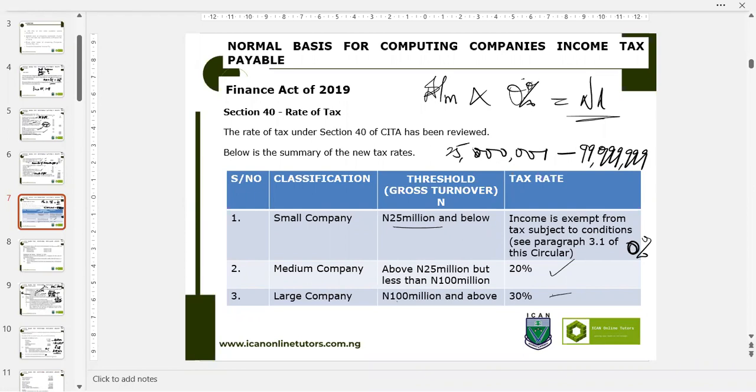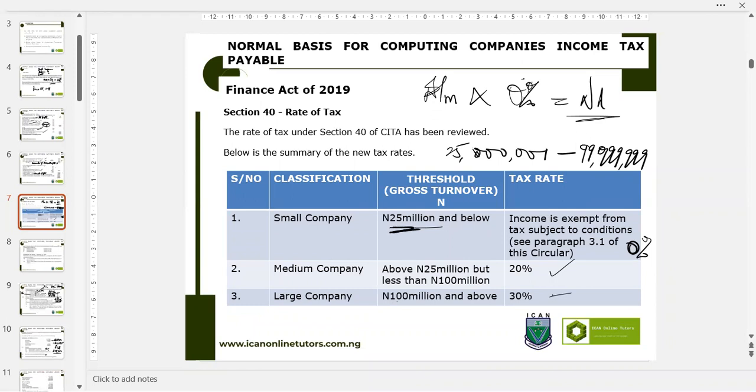So given the fact that the company did not achieve 25 million revenue until it exceeds the 25 million threshold, all initial allowances and annual allowances will be deemed utilized in assessments, in all the assessment years until it exceeds the turnover of 25 million naira.